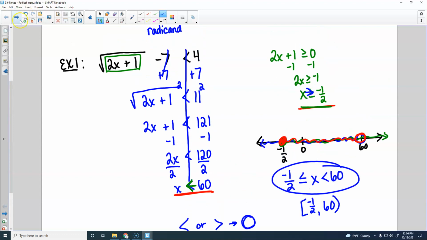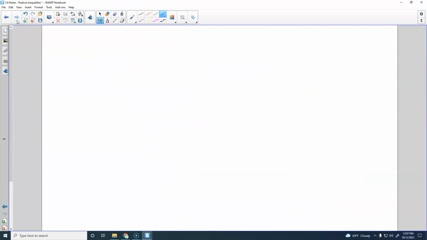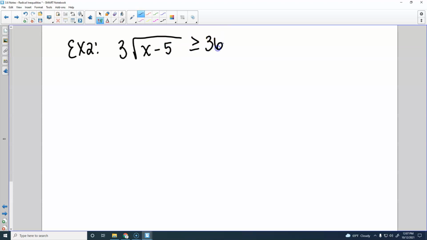All right, let's try another one. Let's do 3 square root of x minus 5 is greater than or equal to 36.